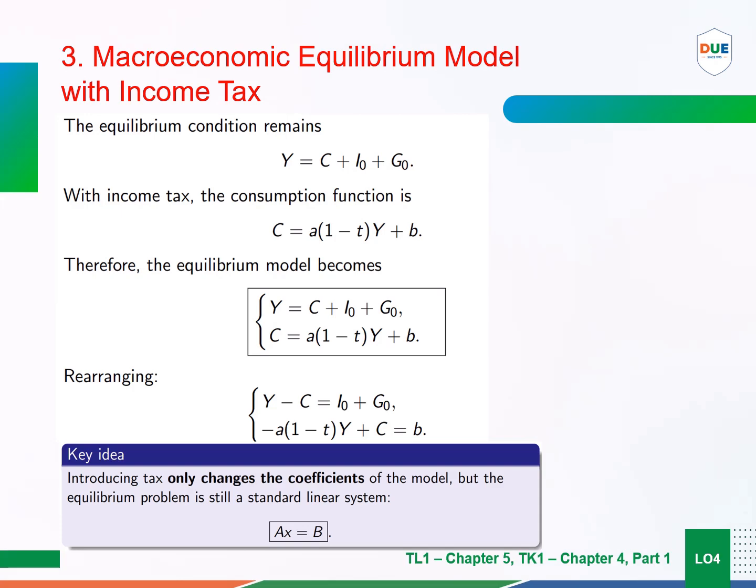Combining these two relationships gives a new system of two linear equations in the same unknown variables, Y and C. After rearranging the equations, we again obtain the standard form of a linear system. The key idea is that introducing income tax changes the coefficients of the model, but it does not change its mathematical structure. So, once again, the equilibrium can be found using the methods we have already studied for solving systems of linear equations.